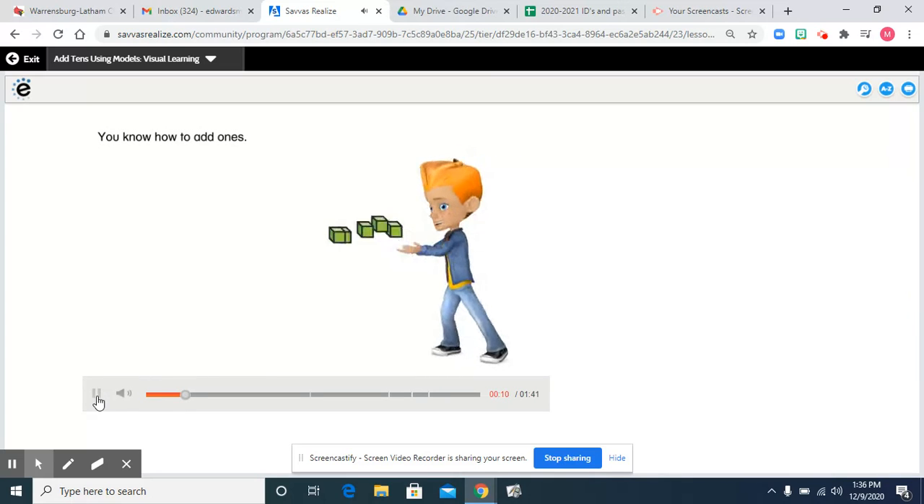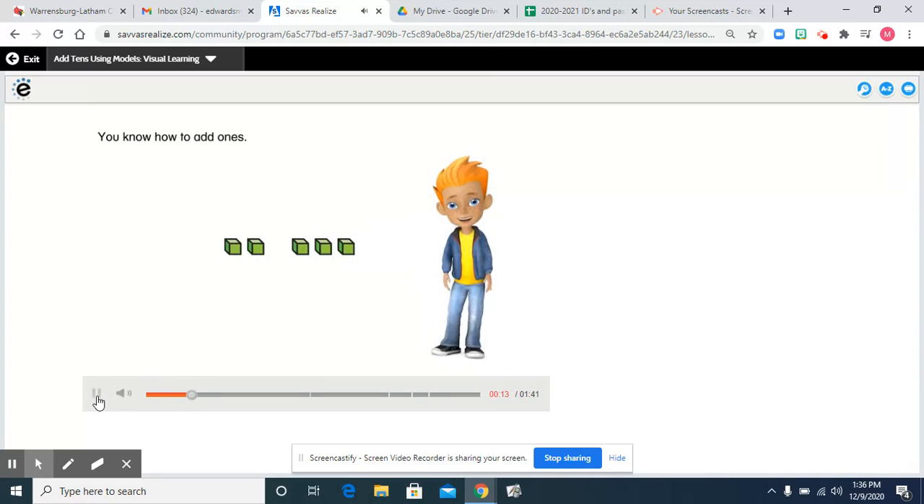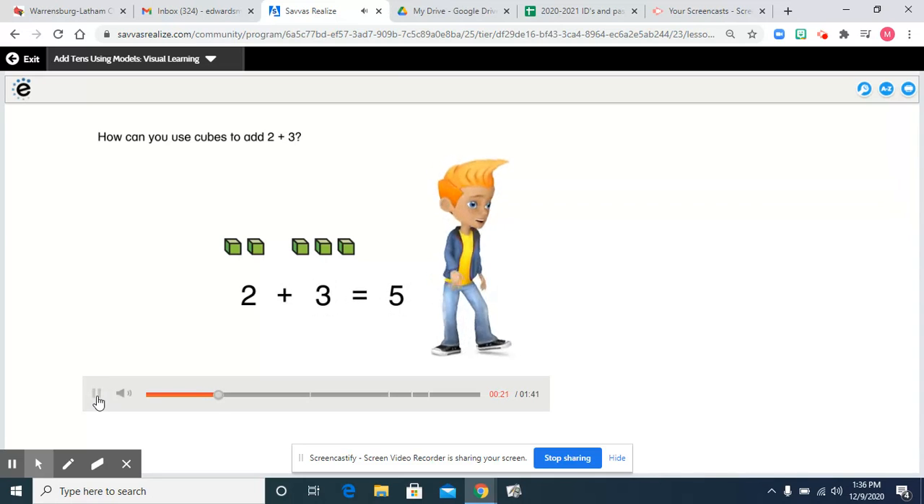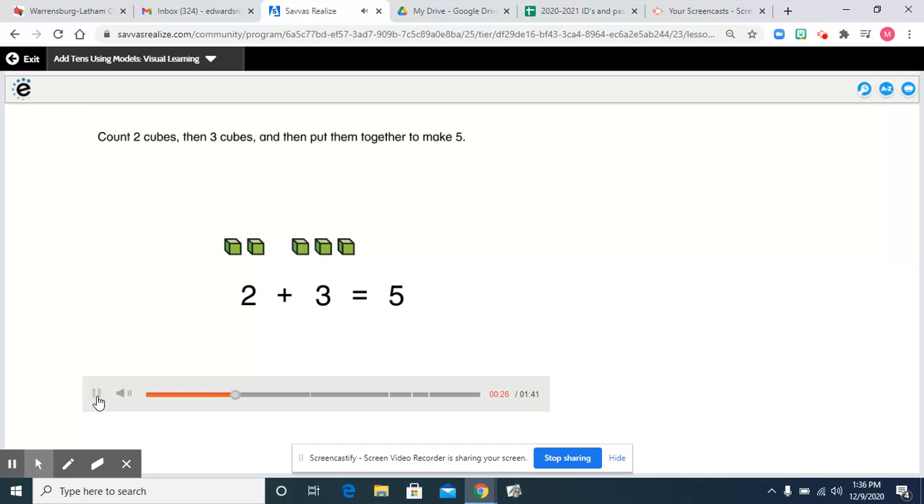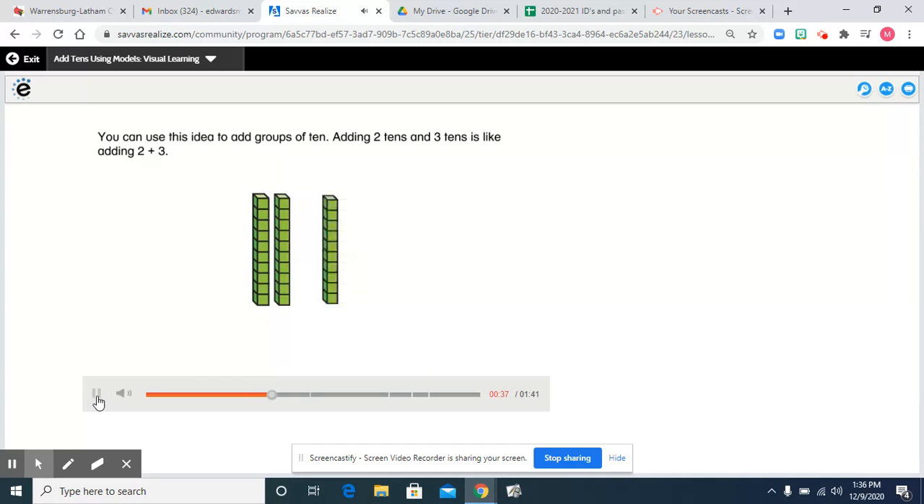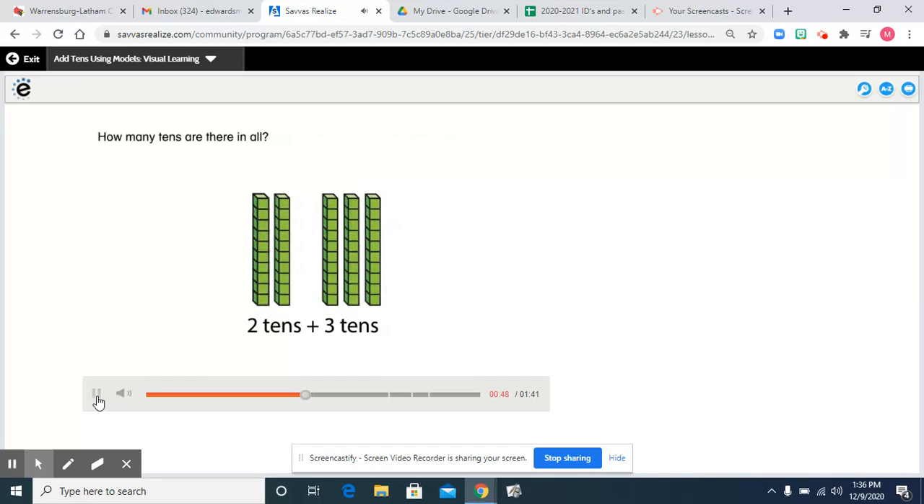You know how to add ones. How can you use cubes to add 2 plus 3? Count 2 cubes, then 3 cubes, and then put them together to make 5. You can use this idea to add groups of 10. Adding 2 tens and 3 tens is like adding 2 plus 3. How many tens are there in all?